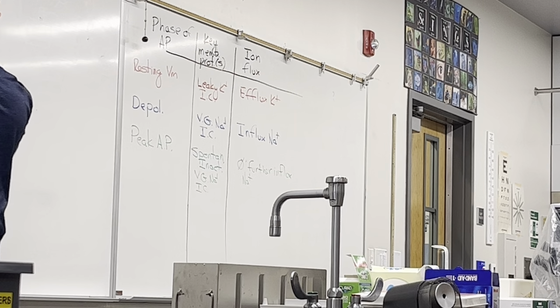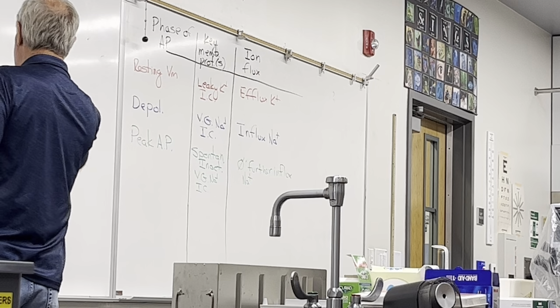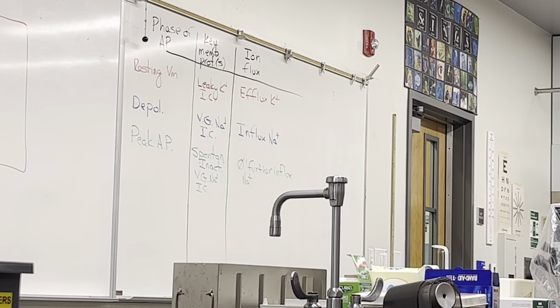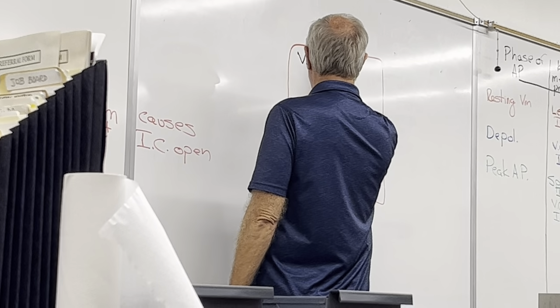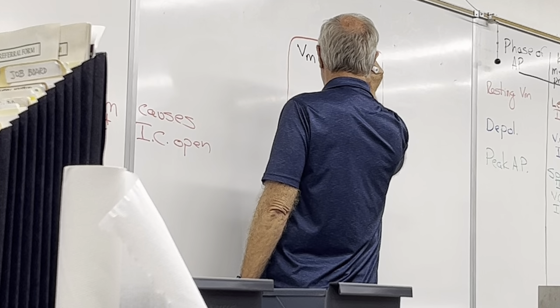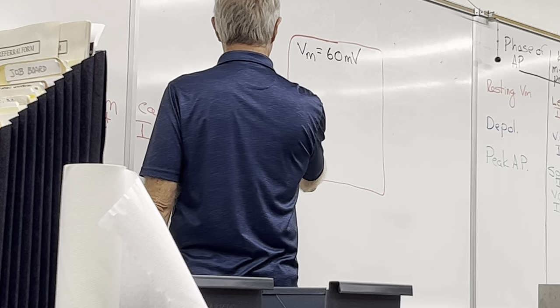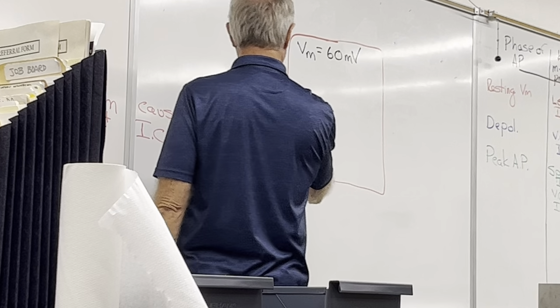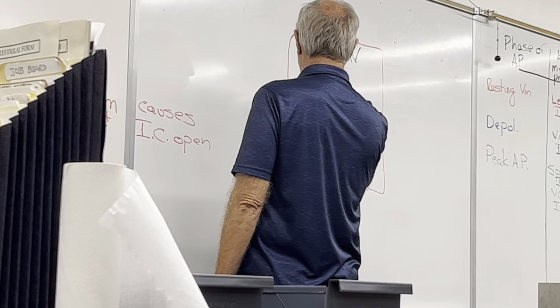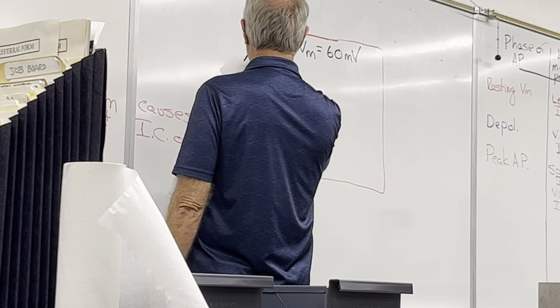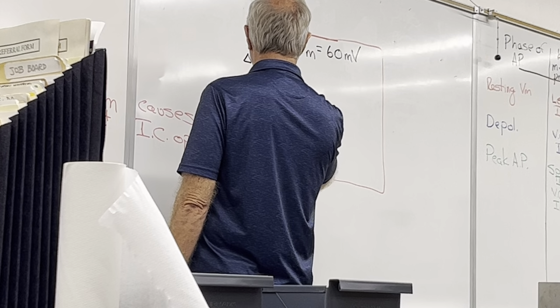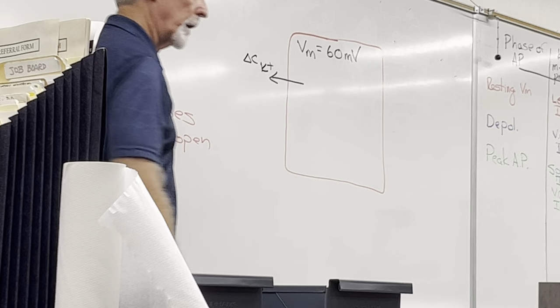Here's our cell. And here's how you have to be able to think about this on the test. Here we are at plus 60 millivolts. So the membrane potential is now 60 millivolts. We're not doing anything to change the concentration of potassium. So the concentration gradient, delta C, for potassium favors the efflux.